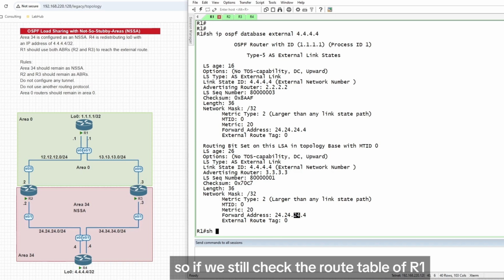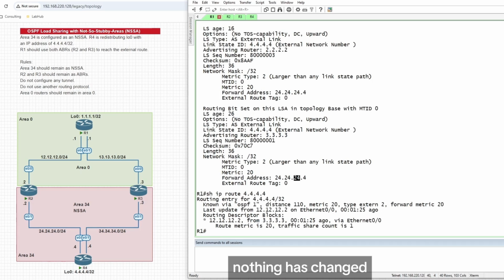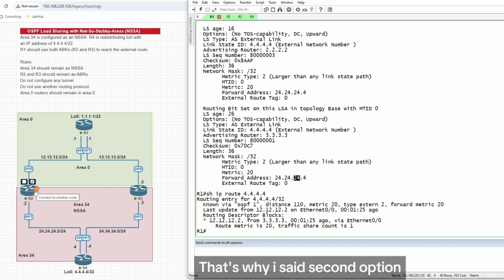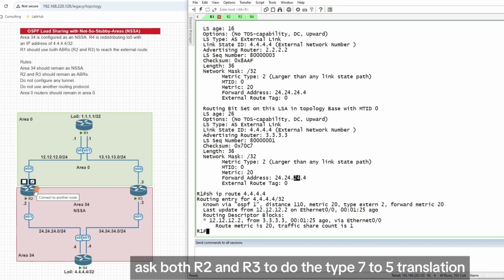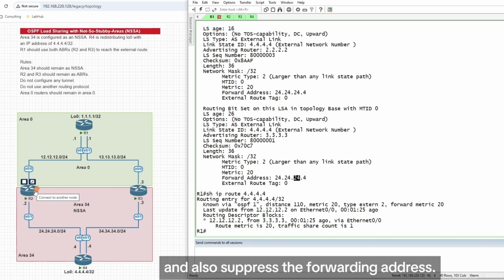So if we still check the route table of R1 for 4.4.4.4, it says, look, nothing has changed, because although I have these two LSAs, both R2 and R3 advertising this to me, I will still have to recurse to 24.24.24.4, which would be through R2. That's why I said, second option, we do two things. Ask both R2 and R3 to do the type 7 to 5 translation, and also suppress the forwarding address.